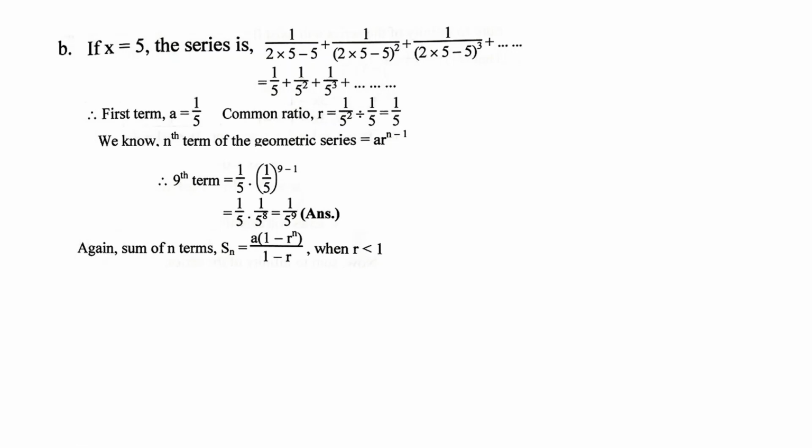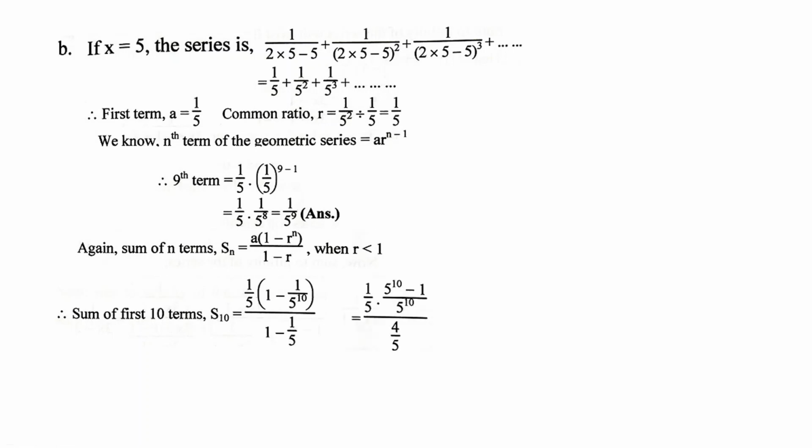Again, sum of n terms. Sum of n terms S_n equals a(1 - r^n) divided by (1 - r) when r is less than 1. You all know this formula. Therefore, the sum of the first 10 terms S_10 equals, putting the values of a, r and n, we get 1/5 × (1 - (1/5)^n) divided by (1 - 1/5).